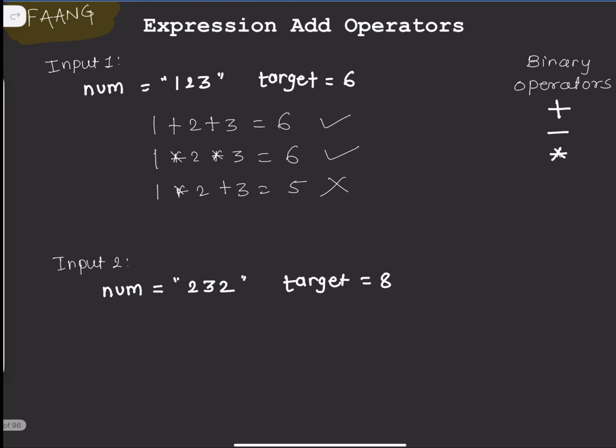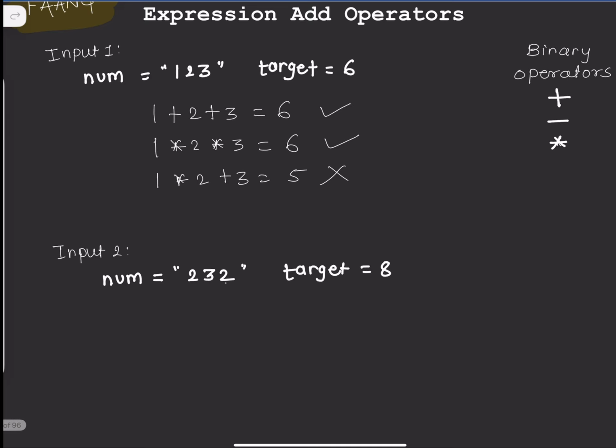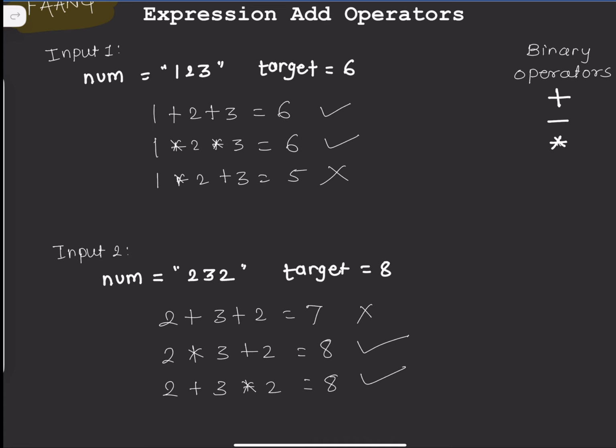Let's take another example. We have 2 3 2 and the target value is 8. If we add 2 plus 3 plus 2, it is 7, so this is not a valid expression. Then 2 plus 2 into 3 plus 2, the value is 8. So this is a valid expression. Again 2 plus 3 into 2: so 3 into 2 is 6, plus 2 is 8. So this is also a valid expression. So we need to return such valid expressions.